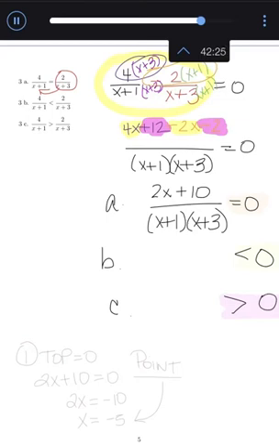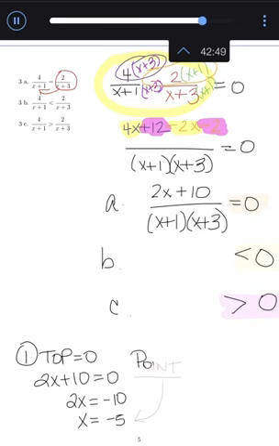So I'd still have to do the same thing we did in the previous problems, which is start out with 1. When does the top equal 0? Well, the top equals 0 when 2x plus 10 equals 0. So you'd subtract 10 from both sides, which would give me negative 10. Divide both sides by 2, which would give me negative 5. So this would be the point when we cross the x-axis here at negative 5.